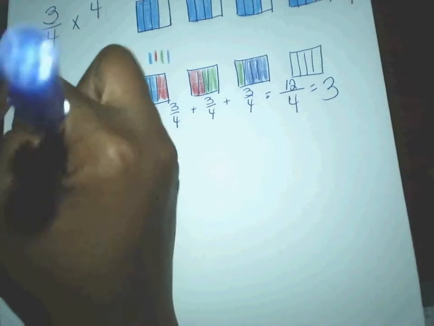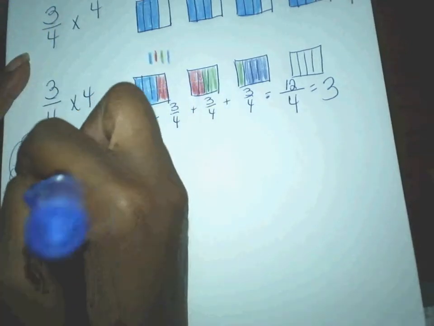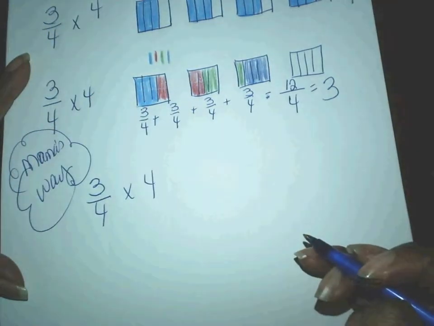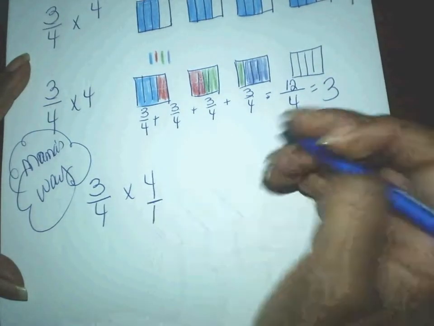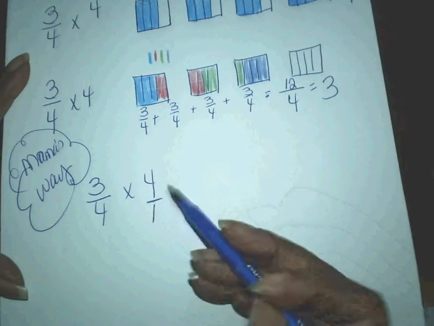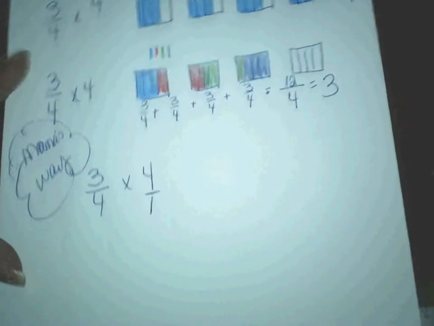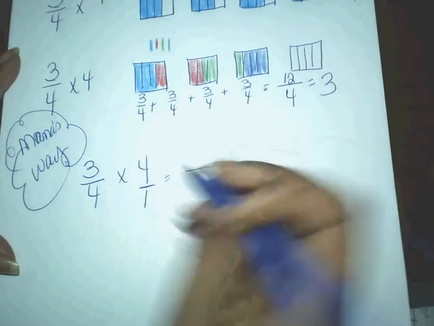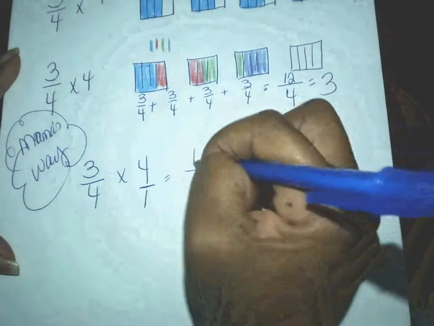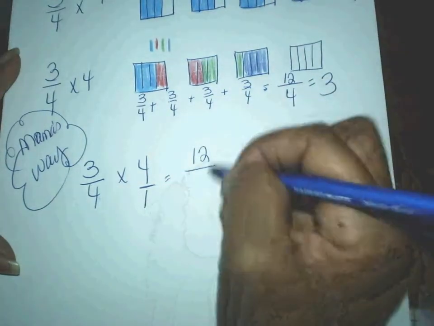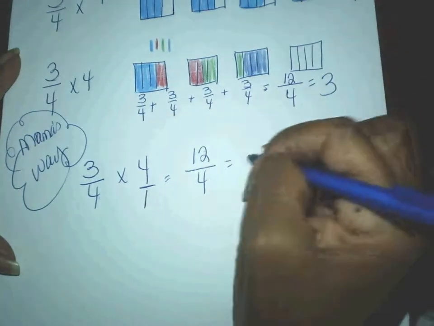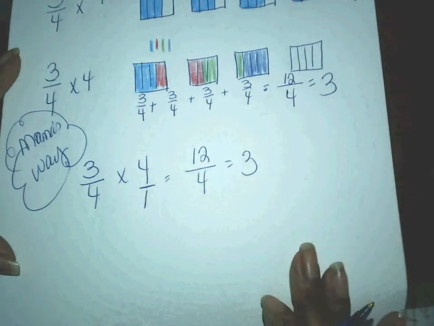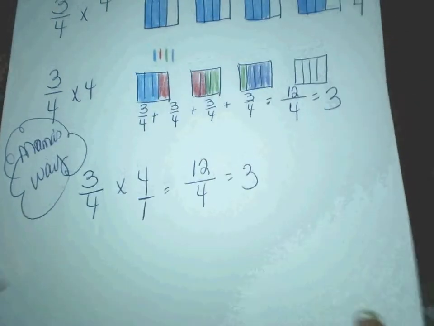This is mama's way. This is the way that your parents and I learned how to do this problem. 3/4 times 4. You'll put the 1 underneath as the denominator. This does not change the value of the 4. And then you multiply it straight across. 3 times 4 is 12. 4 times 1, 4. Same thing. 12/4 equals 3. Okay?